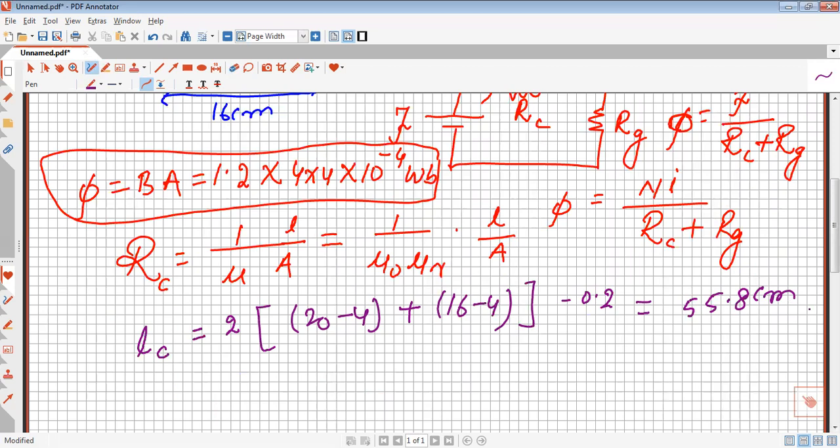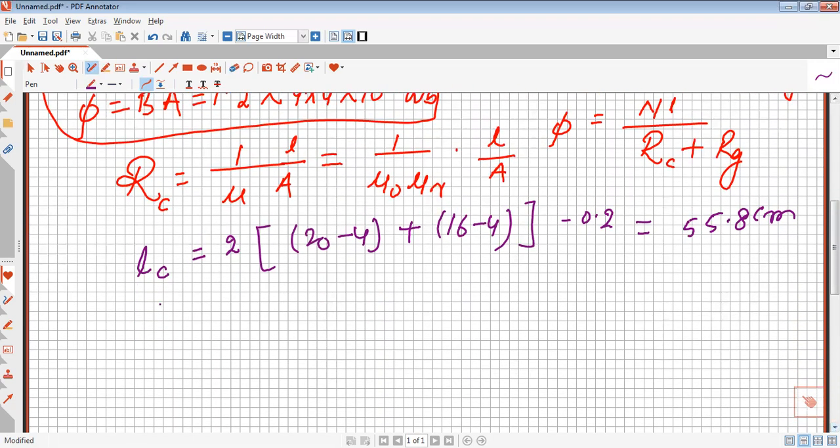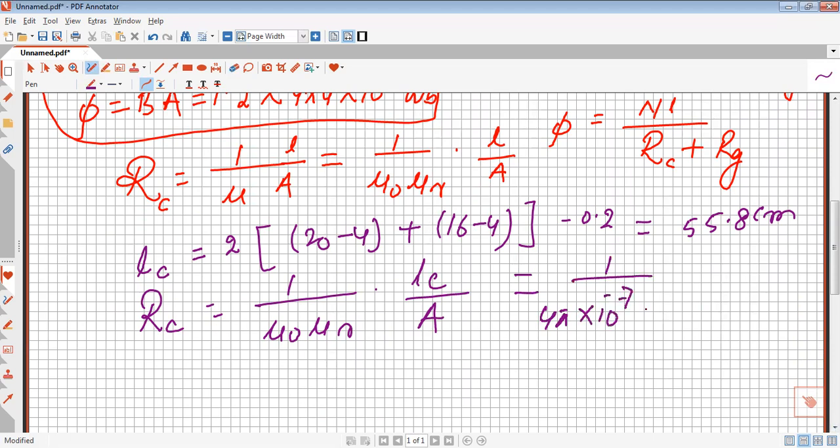So the length of the core is now known to us. So we can find the reluctance of the core. What will be the reluctance of the core? Reluctance of the core will be equal to 1 by mu naught mu r, length of the core divided by area of cross section. So 1 by mu naught, the value is fixed, 4 pi into 10 to the power minus 7, into mu r, which is given as 4000.